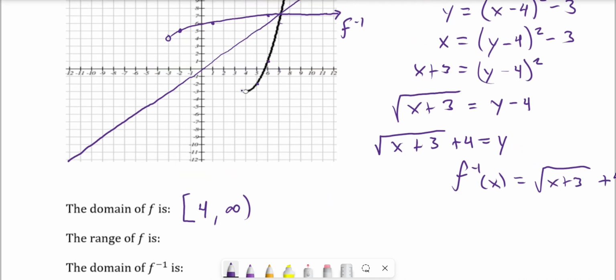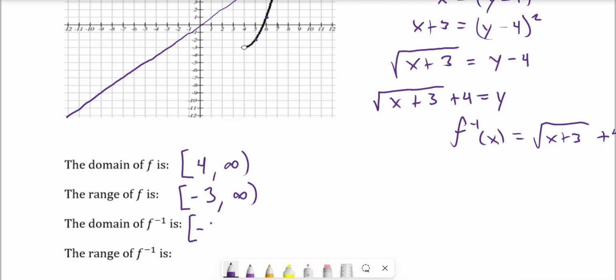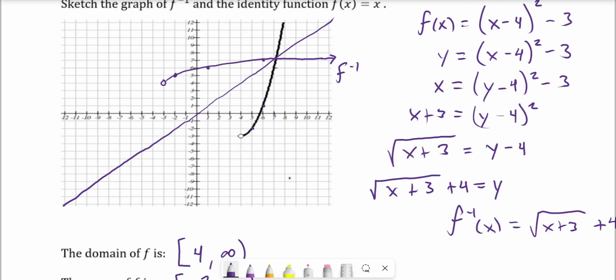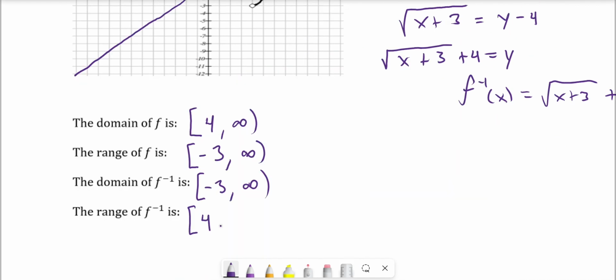Okay, so what's its range? I'm going to use the bracketed version of this question. Well, it's going to go from -3 up. So this is from -3 up to infinity. And what is the domain of f inverse? Well, that's going to start at -3 and go up to infinity. And what is its range? Well, its y values start at +4 and go up to infinity.